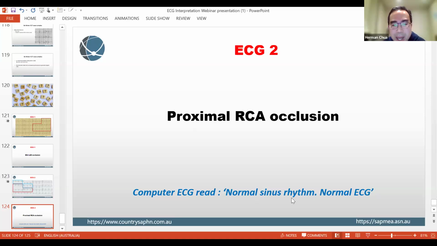Just to tell you, don't trust the computer. You need to be that expert, not your computer system. You need to be interpreting that ECG. So it's not easy, all these things. But the thing is this: the more you look at it, the more familiar you become.